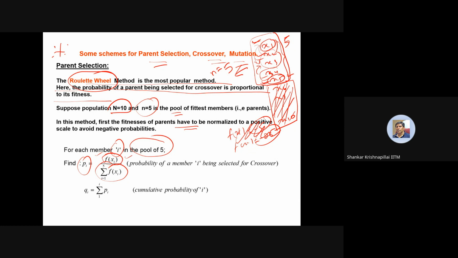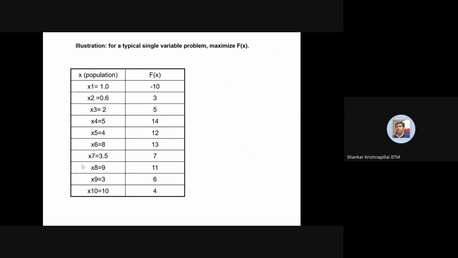So f of xi, the fitness of the ith parent, divided by the sum of fitness of all the 5 parents. Then there's something called cumulative probability. So what is it? We'll see later. Cumulative probability is nothing but the successive sum of this pi. So we look at this with a simple example.